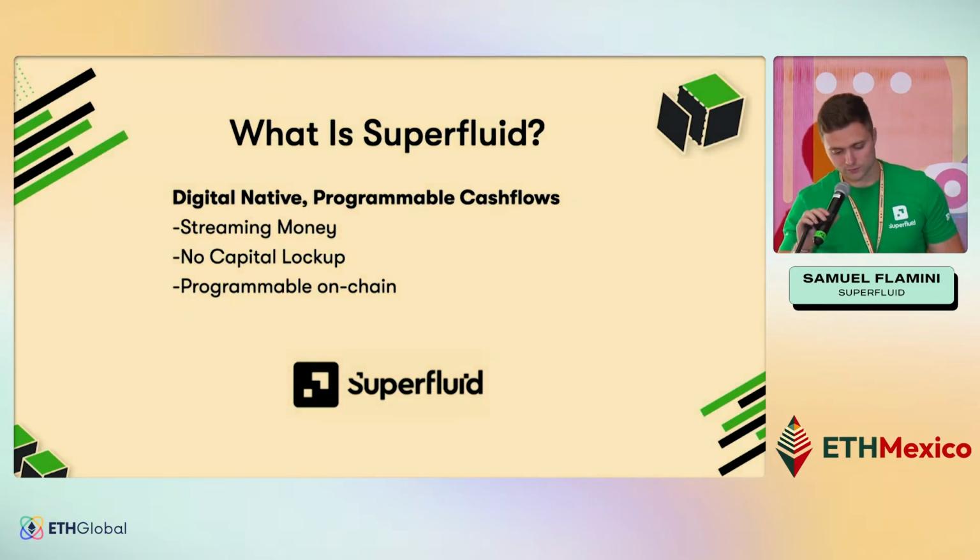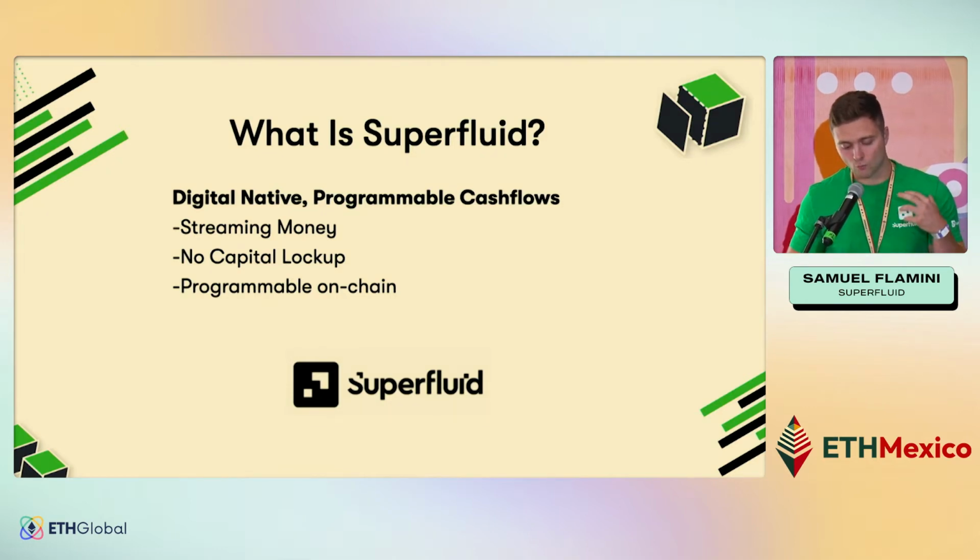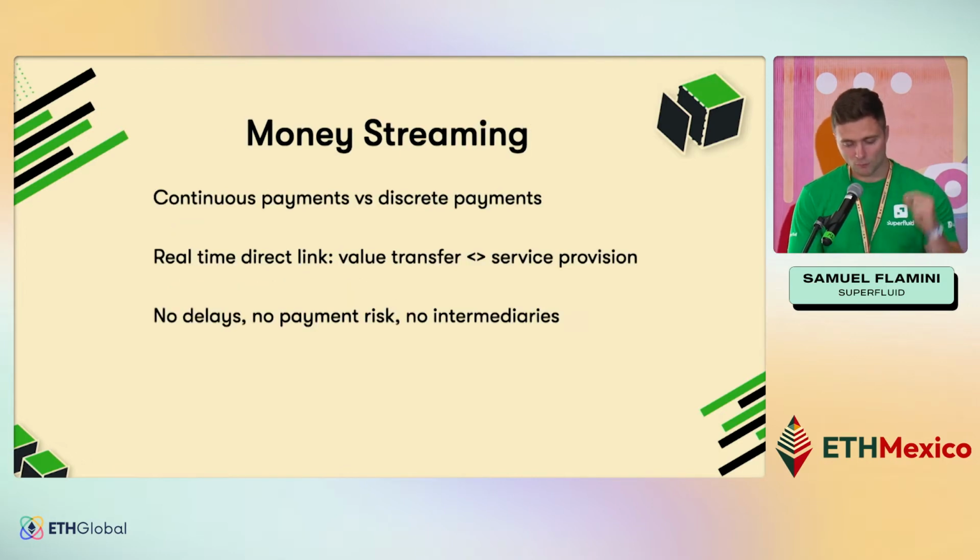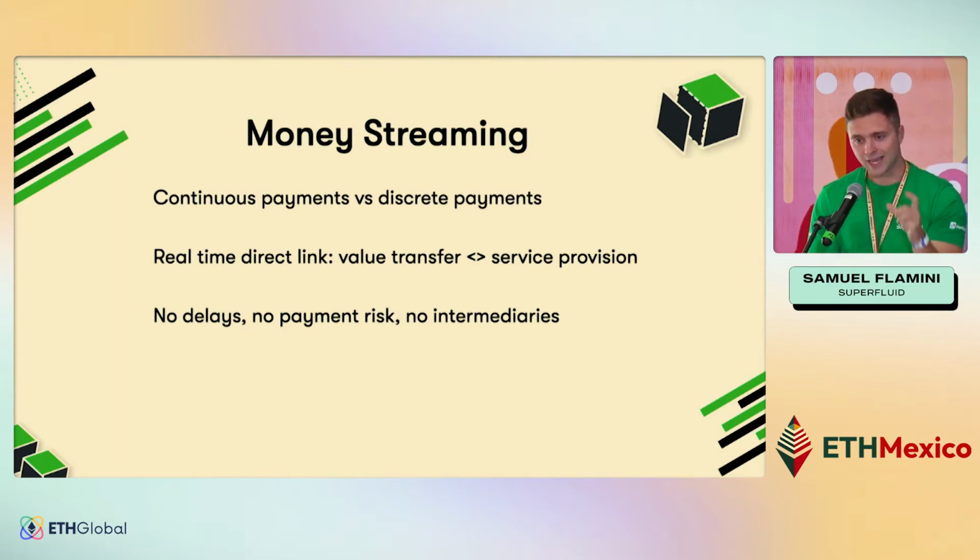So what is Superfluid? Well, Superfluid is a protocol which enables something we like to call real-time finance. Real-time finance enables you to, amongst other things, stream money with no capital lockups in a way that's 100% programmable and on-chain. So what does this mean? Well, money streaming is this idea of taking any recurring transaction, and instead of sending it in discrete lump sum intervals, I can define what's called a flow rate and send you a certain amount of tokens per second, and that money just trickles into your account in real time, right? So it's a really cool opportunity to bring recurring payments into Web3 natively.